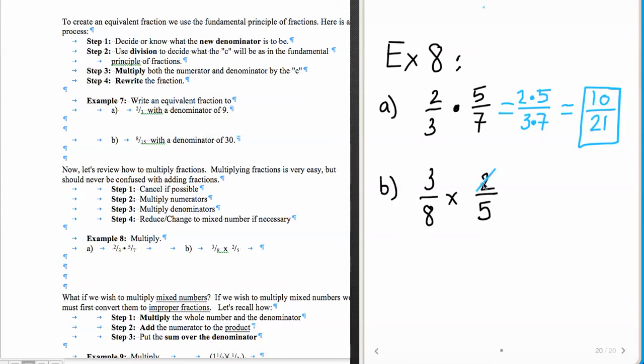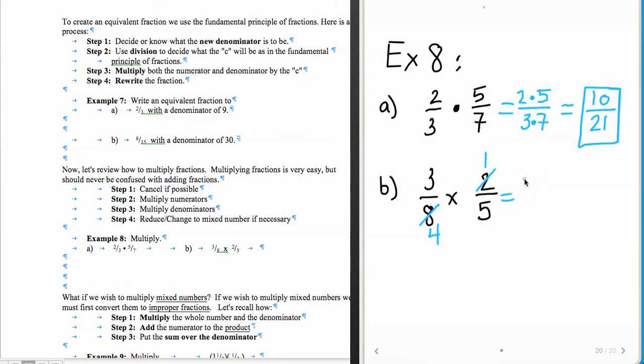So I'm going to cancel this and say 2 divided by 2 is equal to what? 1. And 8, I'm going to divide by 2 as well. 8 divided by 2 is equal to what? Well, that's equal to 4. And that's what canceling looks like. Now I see there's no other common factors, so now I can proceed as I did in part A.